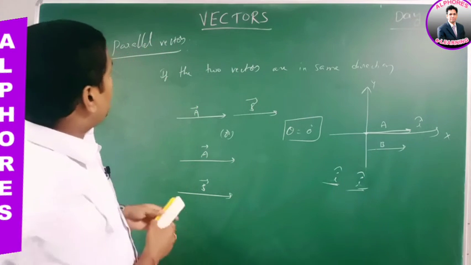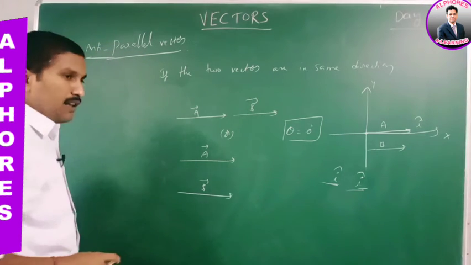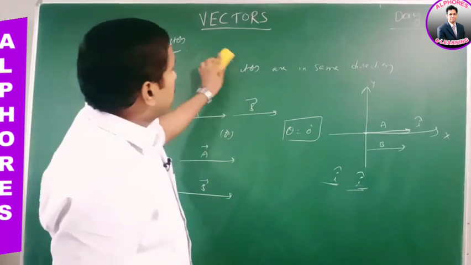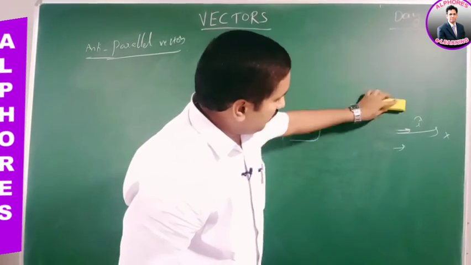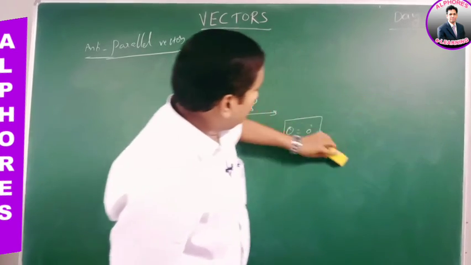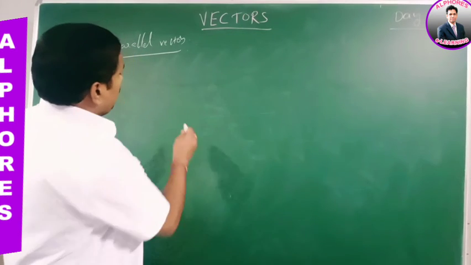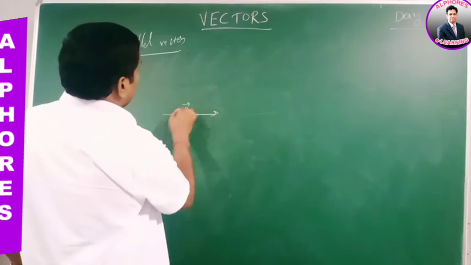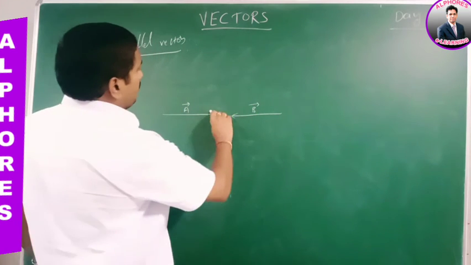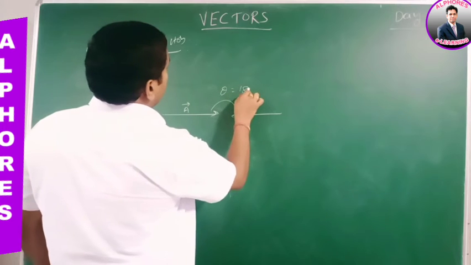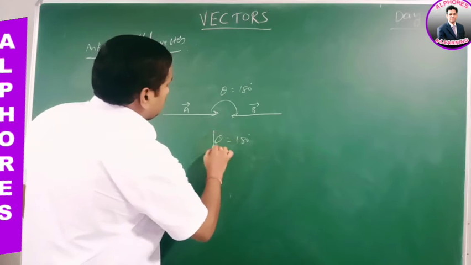Then what about the antiparallel vectors? Antiparallel means the two vectors which are aligned in opposite directions. For example, let us say these are the two different vectors I am taking. One vector is along the positive x direction, another vector is oriented in the negative x direction. Then what is the angle between them? Theta is equal to how much? 180 degrees. That means theta is equal to 180 degrees.